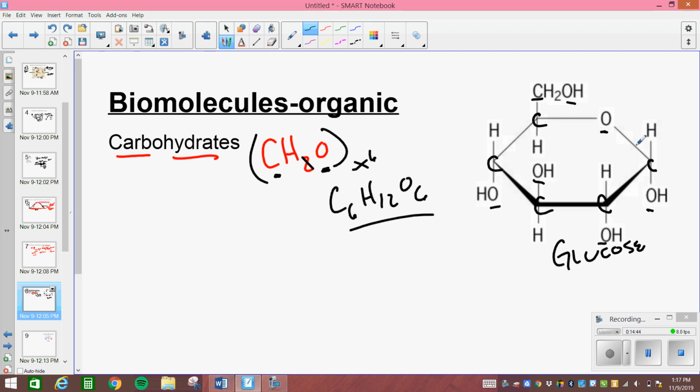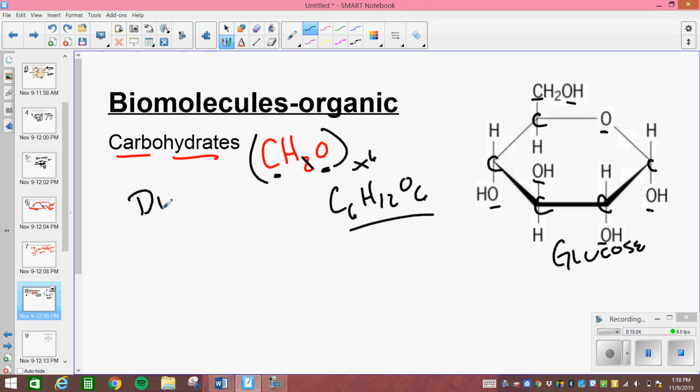So carbohydrates are going to have similar amounts of carbon to oxygen, right? Oftentimes it'll be represented as a ring like this. It could be a hexagon or a pentagon a lot of times. We'll see some pentagon ones, especially when we're looking at a nucleotide, because the nucleotide has a sugar in it as well.